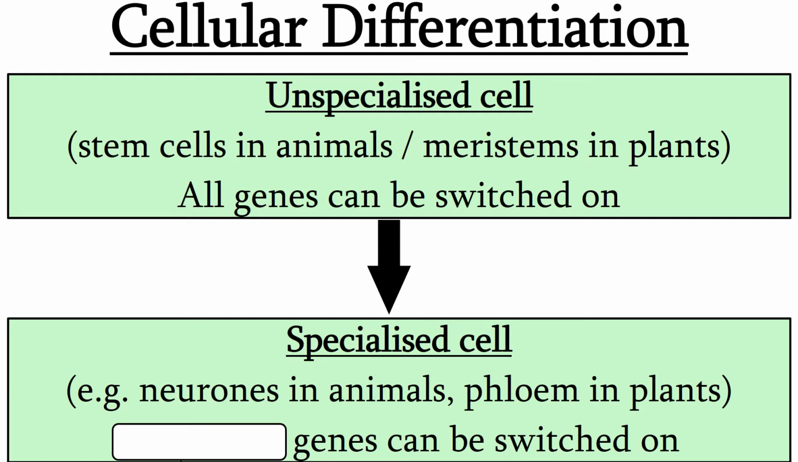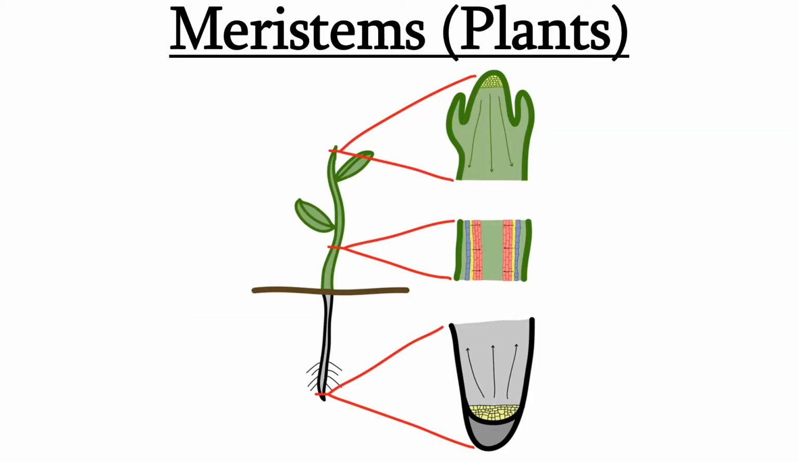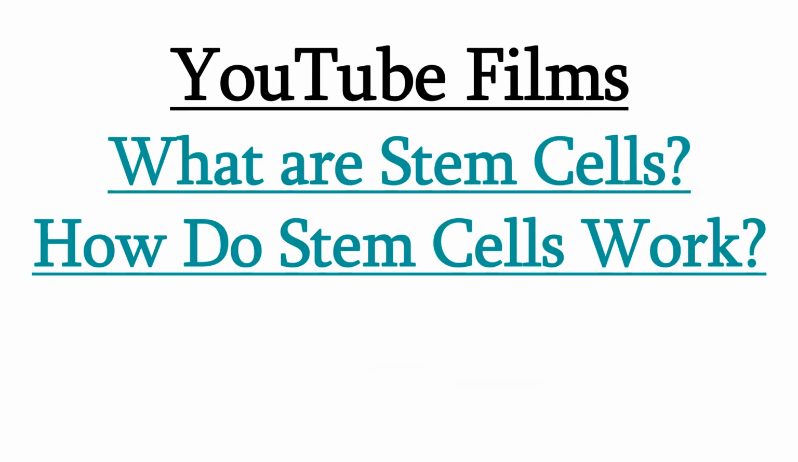And in these circumstances, in terms of genetics, only some of the genes can be switched on. So these cells have more limited uses, limited functions. In plants, there are meristems at various different locations.